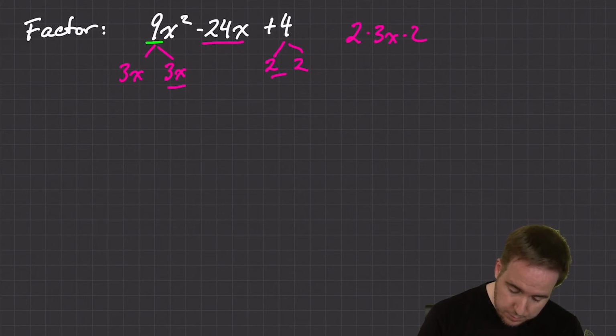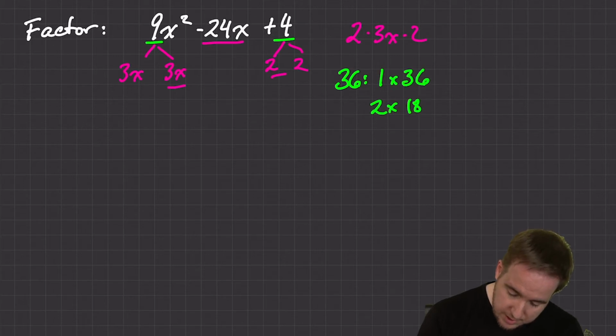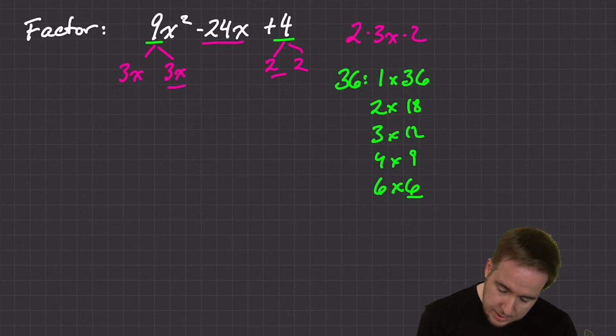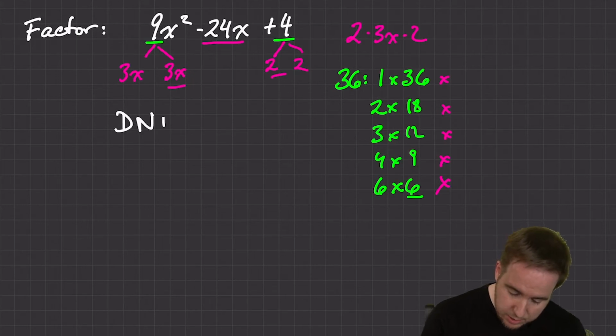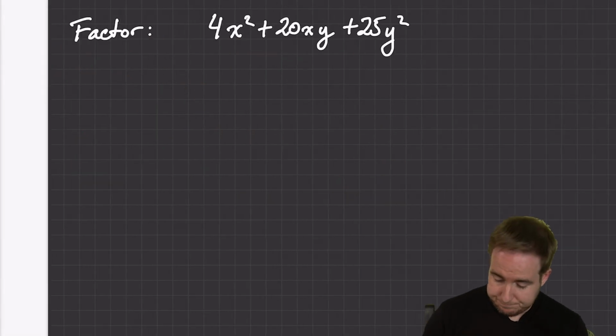So I look at the first number, which is 9, and the last number, which is 4, and multiply them together. That is 36, and I make the list for 36. 1 times 36, 2 times 18, 3 times 12, 4 times 9, 5 times, no, 6 times 6. I've already written 6, so I'm done. Can any of these make 24? 1 and 36, no. 2 and 18, no. 3 and 12, no. So this one does not factor, and I'm done.